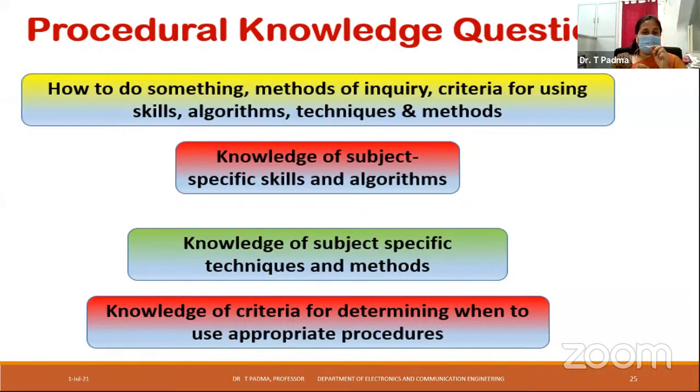So it depends upon the knowledge of the subject, depending upon the specific skills and algorithms. We should be aware of those algorithms and skills, so that only then can they solve the problems. And there should be knowledge of the subject-specific techniques and methods. And there should be knowledge of the criteria for determining when to use these appropriate procedures. So all these come under procedural knowledge questions.